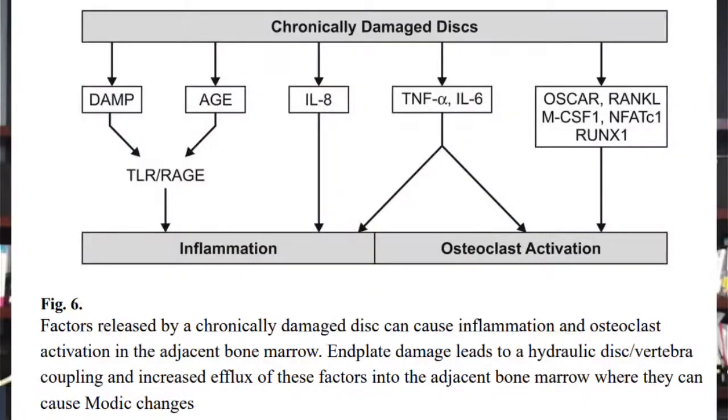Well, the same type of thing could be occurring in the spine, because a bone marrow lesion is very similar to a modic change within the spine. So let's talk a little bit about what that really means. When we look at something like a chronically damaged disc, it can have leakage and changes and mediators that can occur. There are a lot of them present in those white boxes, and we can go through what those things actually are. But at the end of the day, it causes two different results. One is inflammation, and the second is osteoclast activity.